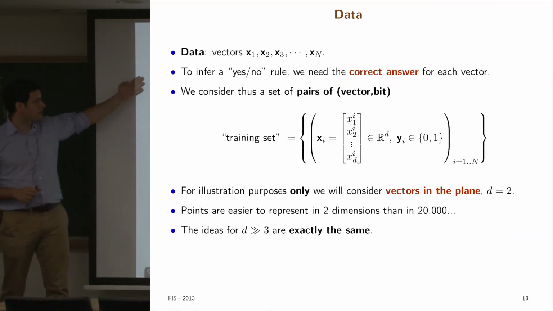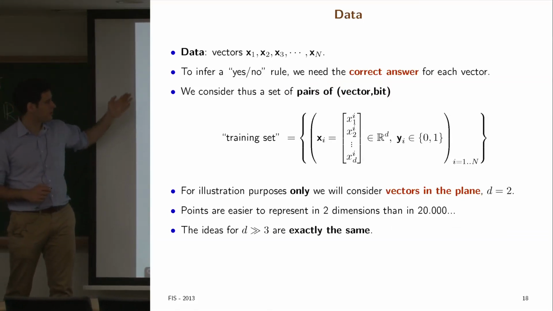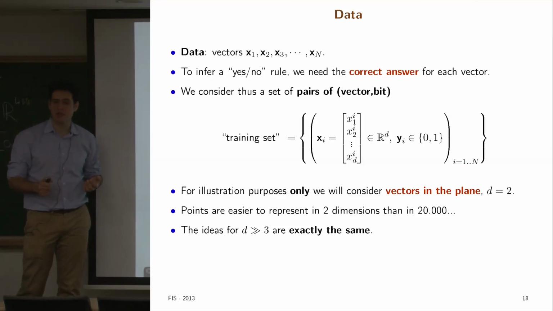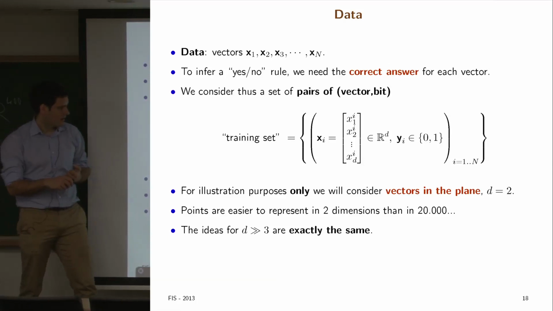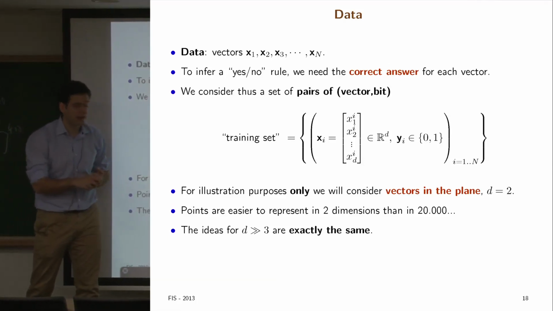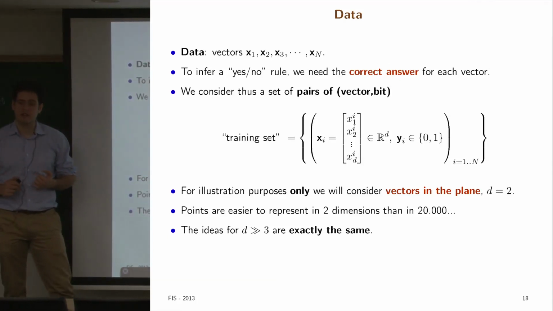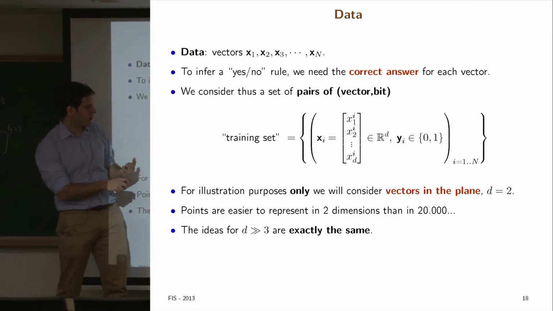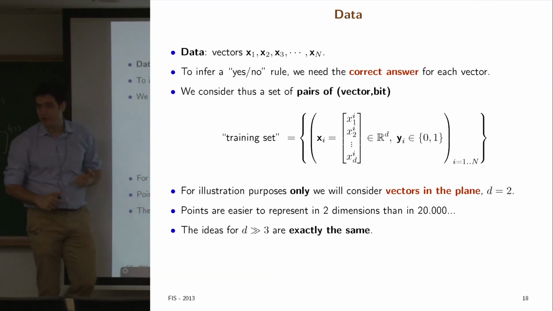Again, the data is the same. We have vectors, and we need to learn a function f which will give us a yes or no answer, or minus 1, 1. For that we need some training data. Training data comes as the vector and the correct answer for that particular vector. So this would be our training set. It's the same thing as before, except that yi is in {0,1} now, not in R.